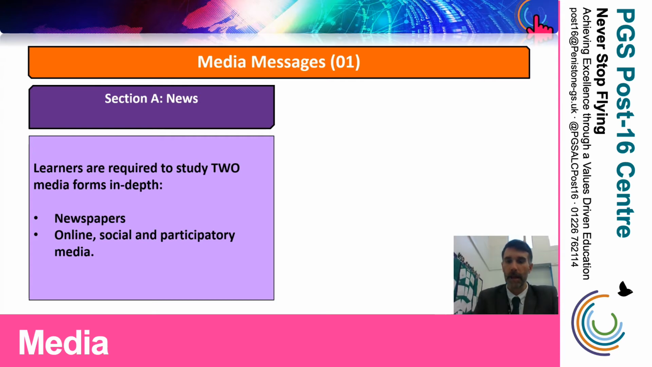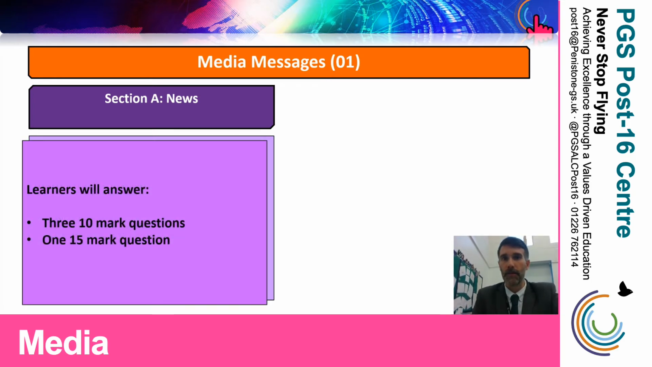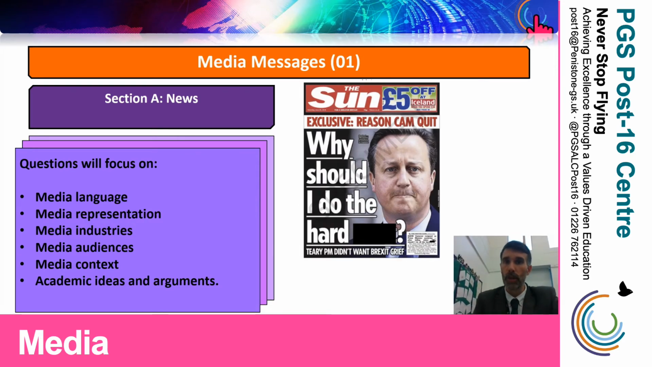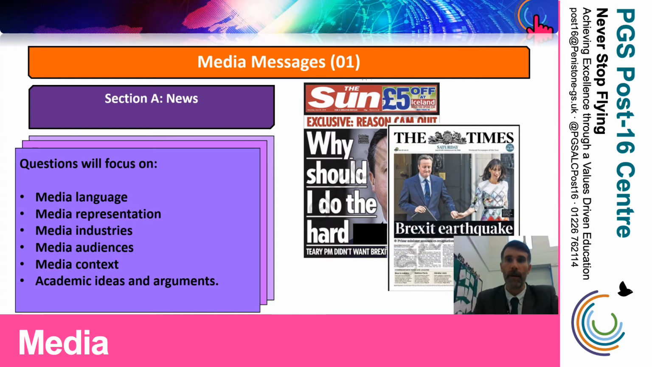So for this first exam, Media Messages, students will study 2 media forms for Section A. These will be newspaper and online media. The exam is split into 3 10-mark questions and 1 15-mark question. Students will review media language, media representation, media industries, the audience's context, and also look at academic ideas and arguments. For example, students will be taught to review media using Van Zoonen's theory, Gerbner's cultivation theory, or Shirky's end of audience theory.